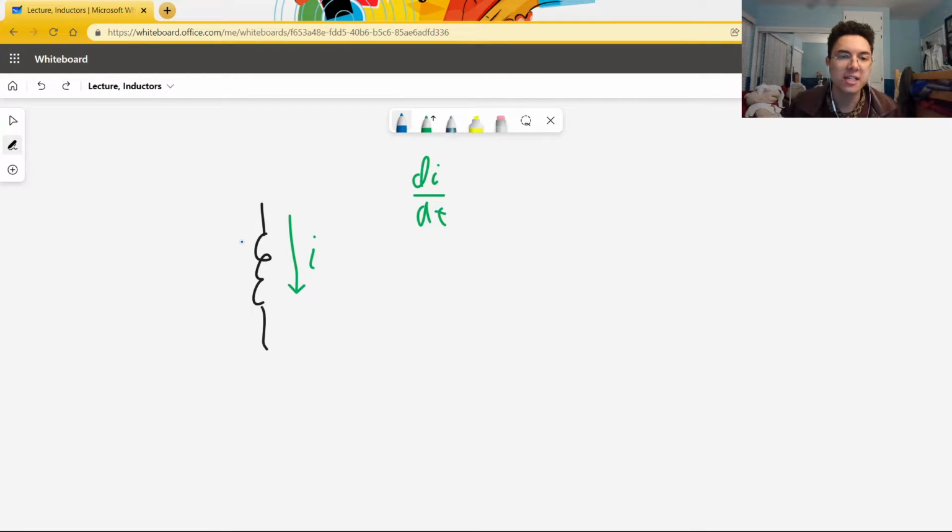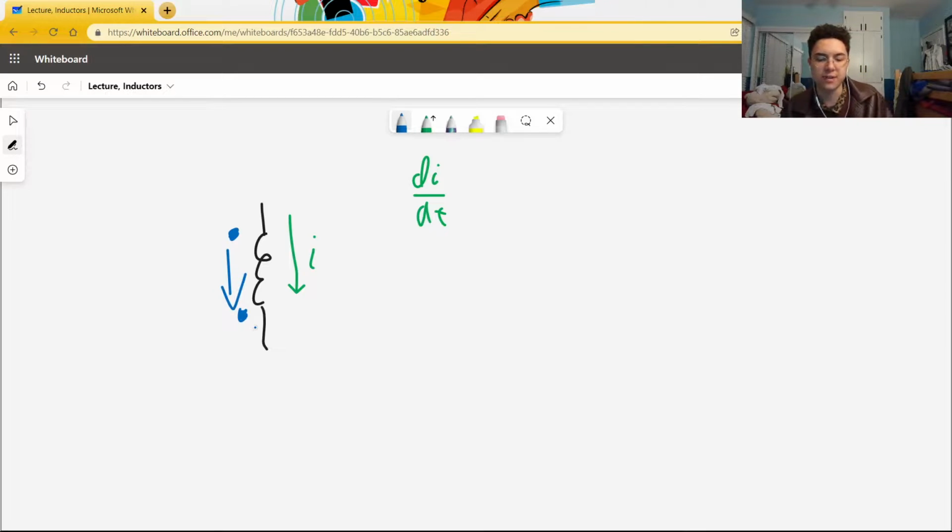To do so, it must exert a force on the particles inside of it. This force pushes the particles from a lower voltage to a higher voltage. That means that if the current is decreasing, there must be a voltage rise in this direction. So this is our sign convention.